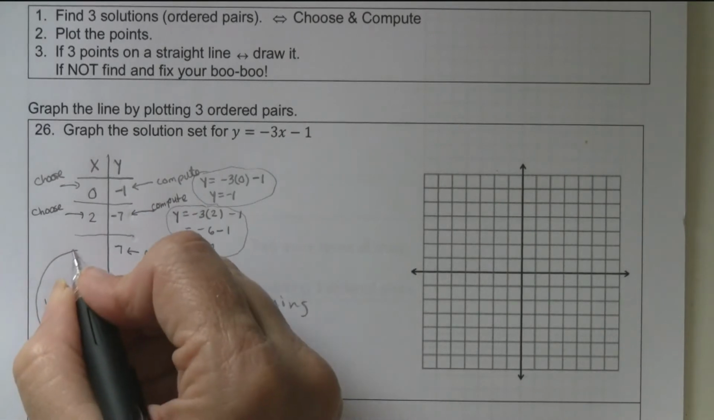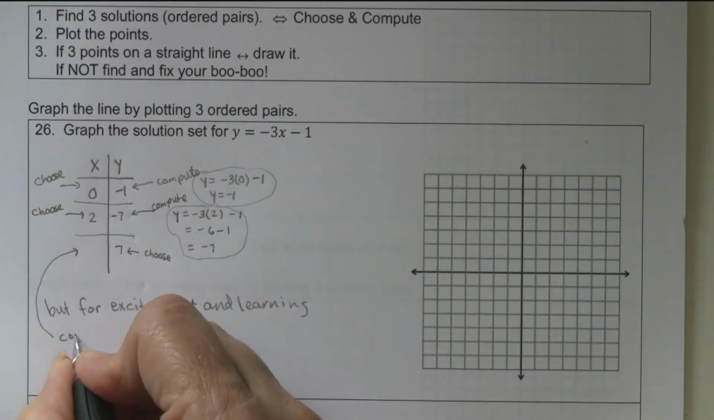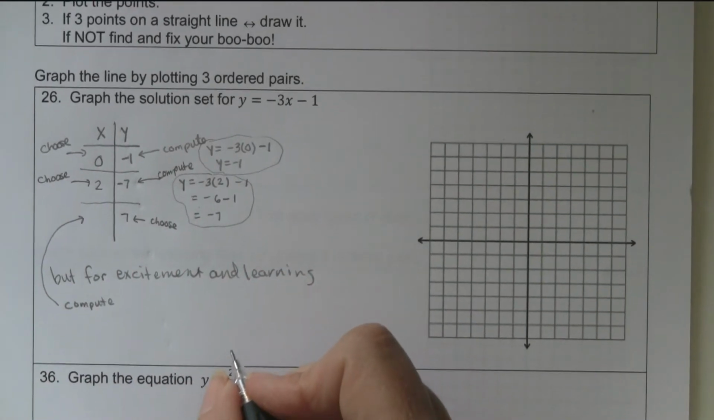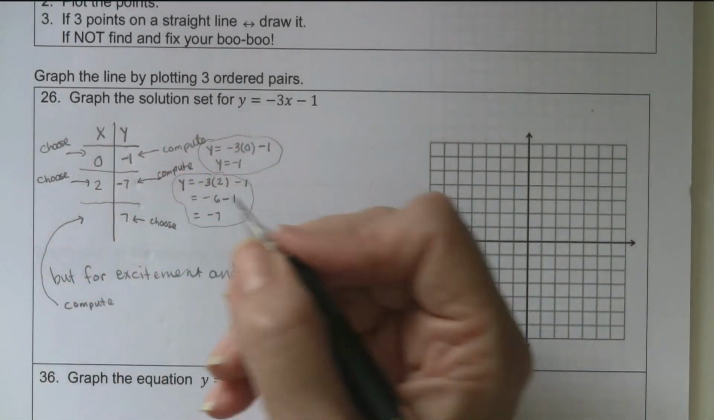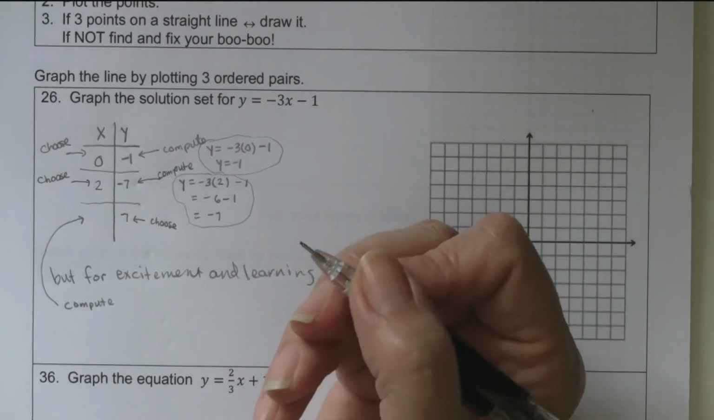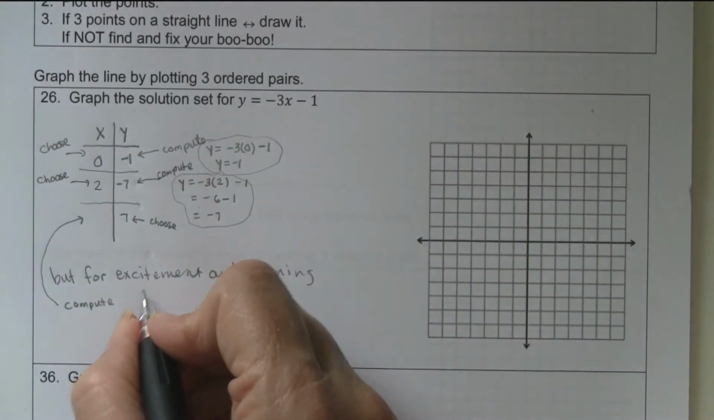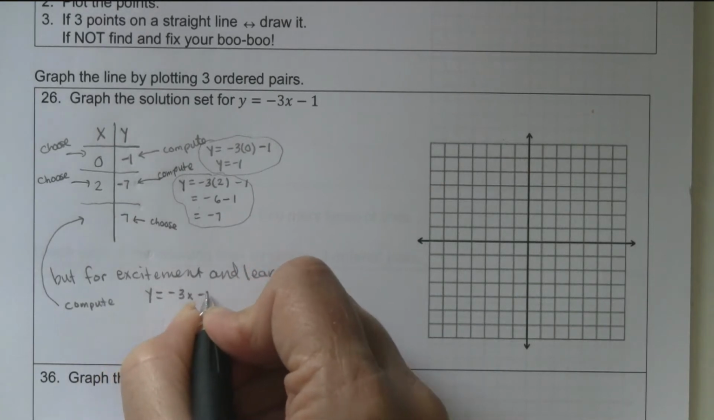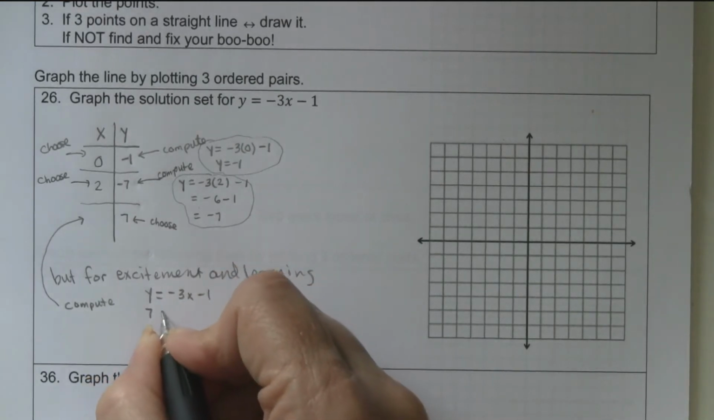So I'm going to do the work to compute it right here. But just to be exciting and to show that it's possible, you get to choose whatever you want, just not something already in the list. So I'm choosing 7, that wasn't already in the list. And I'm going to put this in my equation. My equation is y equals negative 3x minus 1. I'm going to put in y is 7.